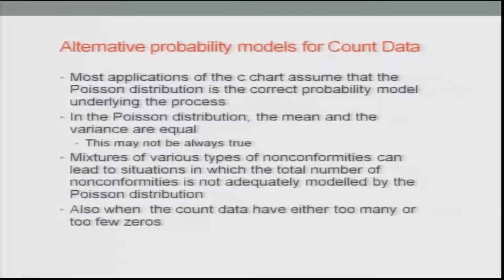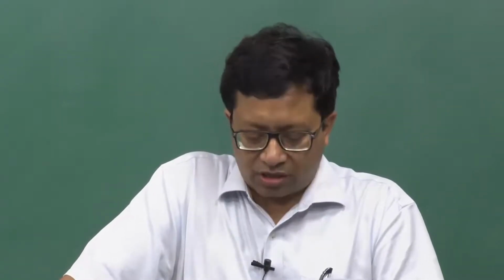So, continuing that, let me read the first bullet point again. Most applications of the C chart assume that the Poisson distribution is the correct probability model underlying the process. So, there would be other distributions for other cases. In the Poisson distribution, the mean and the variance are equal, which may not actually be true in all cases. So, what we will try to do is find some other distributions which mimic the so called population characteristic based on which we are trying to do the study.